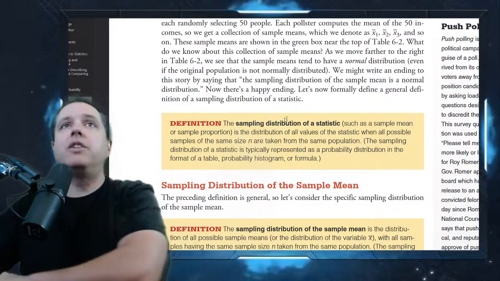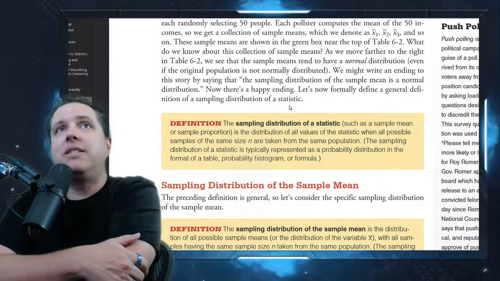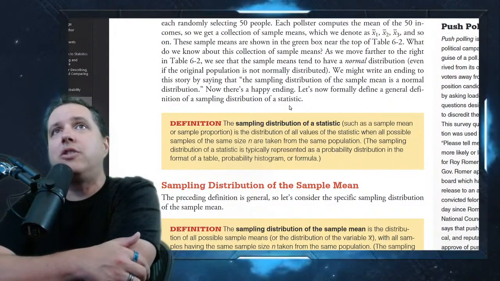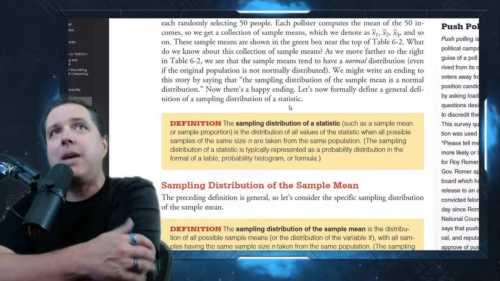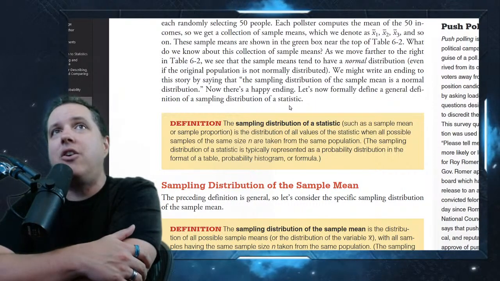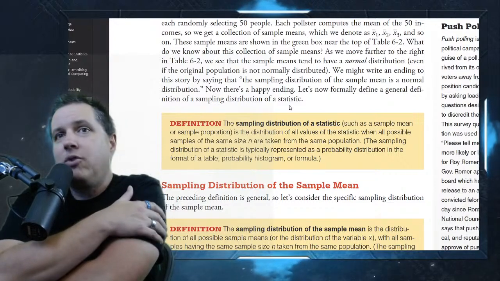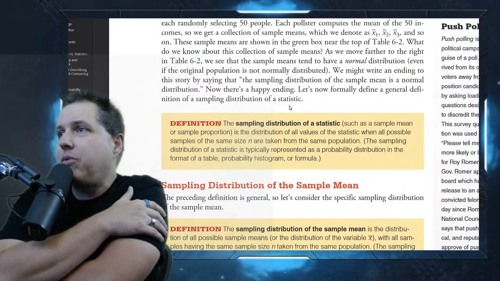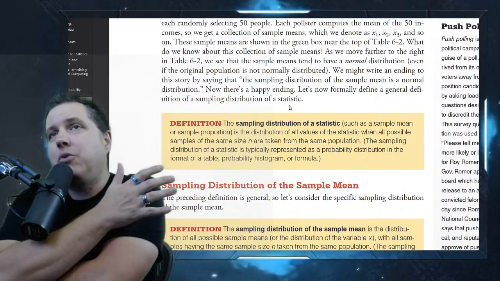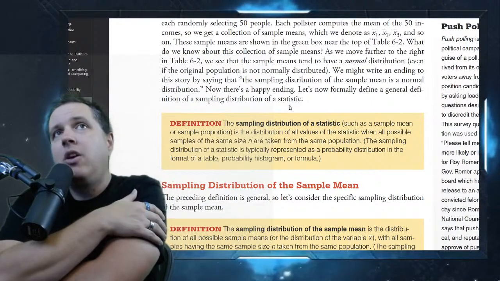All right, our definition here. The sampling distribution of a statistic is the distribution of all values of the statistic when all possible samples of the same size n are taken from the same population, right? So we could do that on campus. We've got approximately 10,000 students at VC, somewhere in that neighborhood. It varies from year to year.